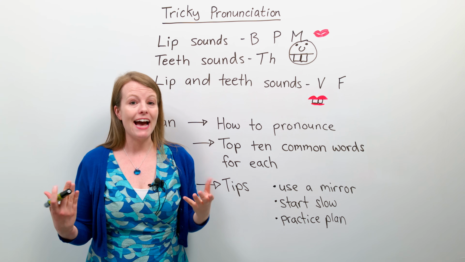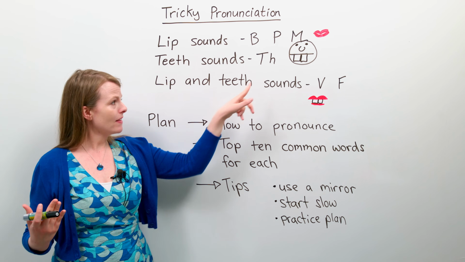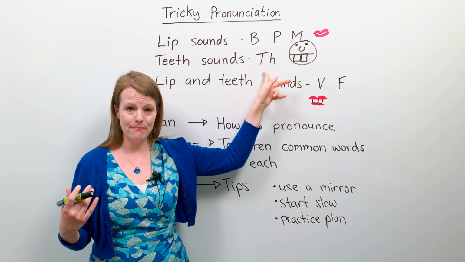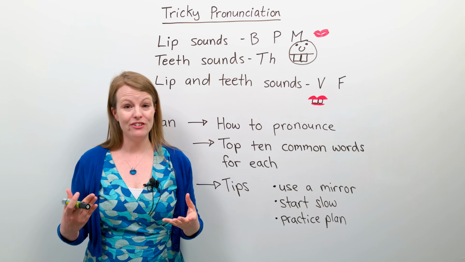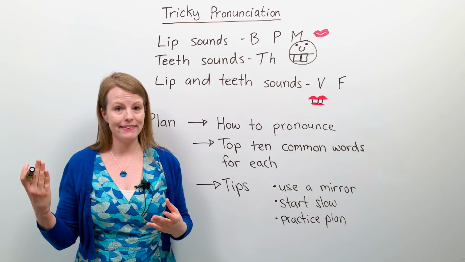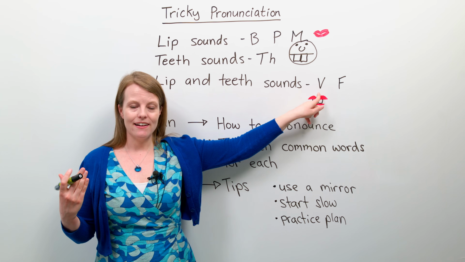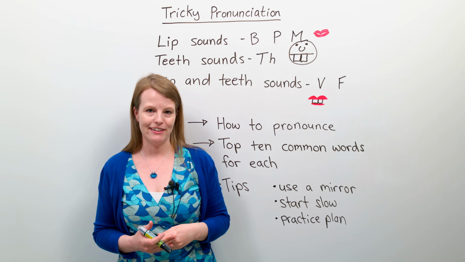We're going to look at the teeth sound of English. So those are sounds that have th or th in them. And then we are going to look at the sounds where you need to use both your lips and your teeth, like v and f. So the V sound and the F sound in English.